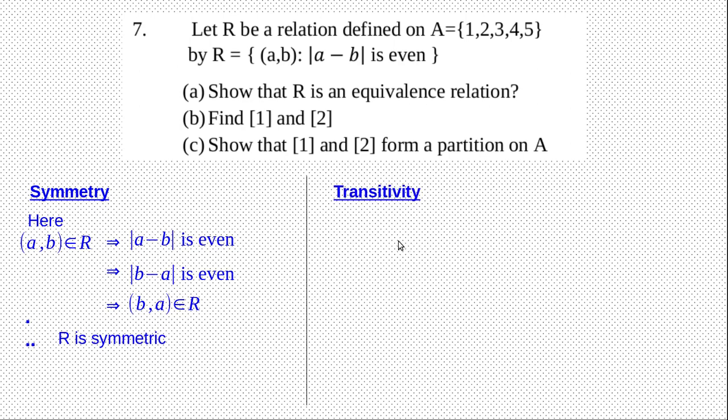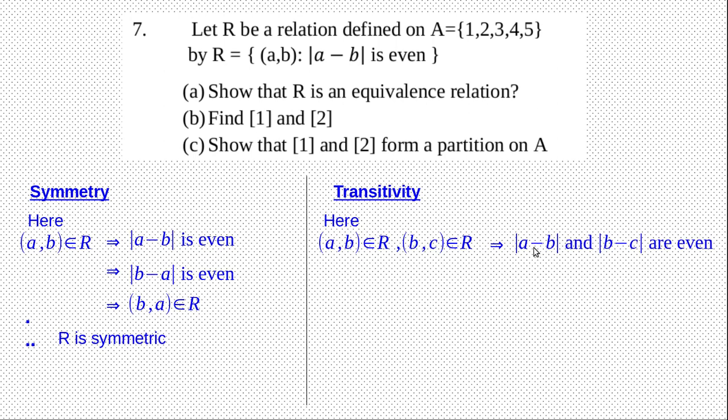What is the condition for transitivity? Whenever (a, b) belongs to R and (b, c) belongs to R, (a, c) must belong to R. Suppose (a, b) belongs to R and (b, c) belongs to R. What is the meaning of (a, b) belongs to R? Mod a minus b is even. What is the meaning of (b, c) belongs to R? Mod b minus c is even. Together we can say mod a minus b and mod b minus c are even.